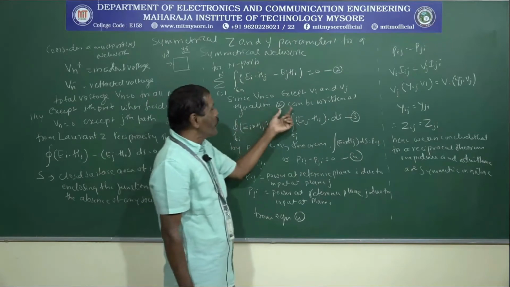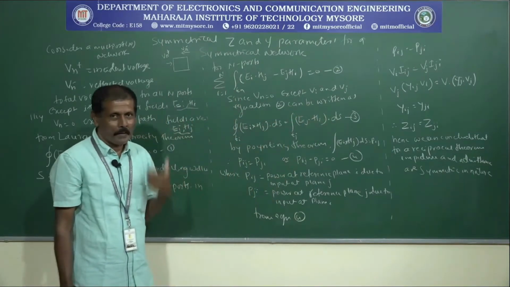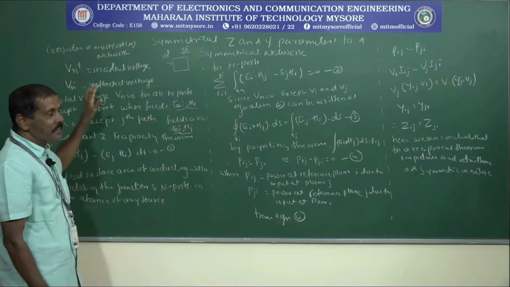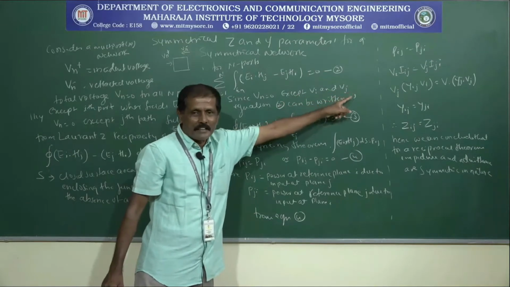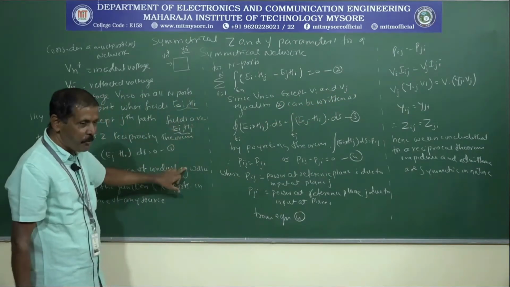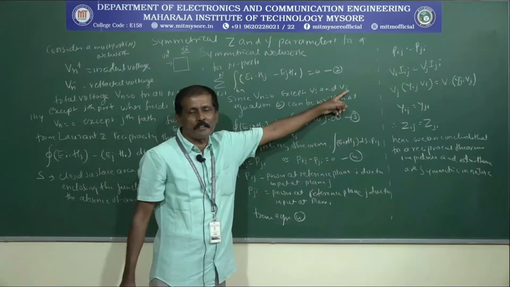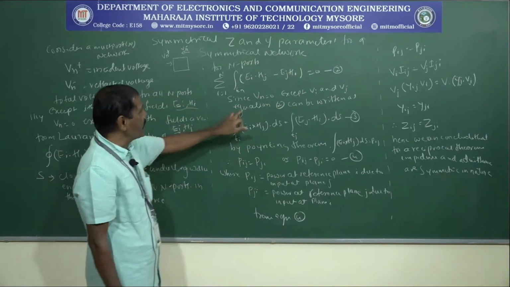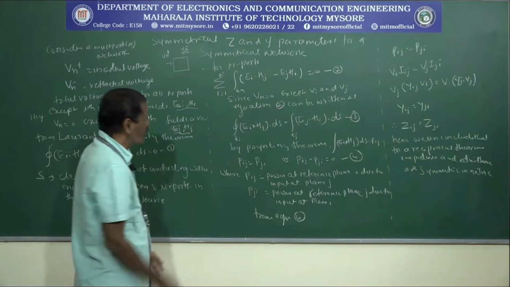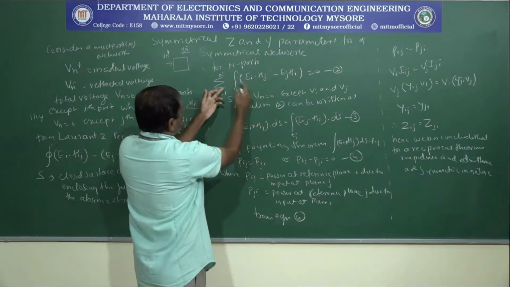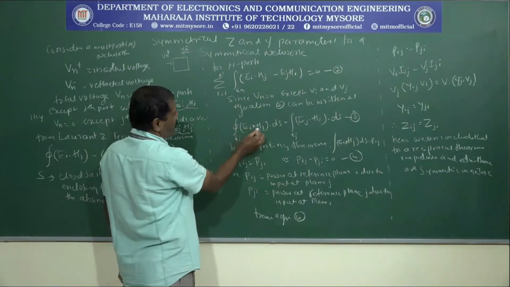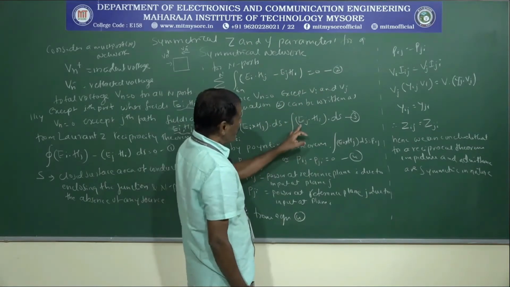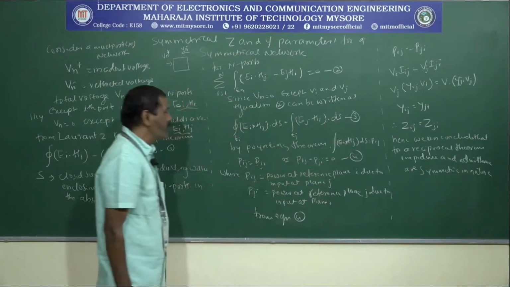Now equation 2 we can write as follows. Since Vn is equal to 0 for all the ports except Vi and Vj, that means except the ith port and the jth port where you have the voltage Vi and the voltage Vj, and for all other ports the voltage is 0, equation 2 can be written as the integral of Ei cross Hj dS equal to the integral of Ej cross Hi dS, taking the second term to the right hand side. Call it equation number 3.